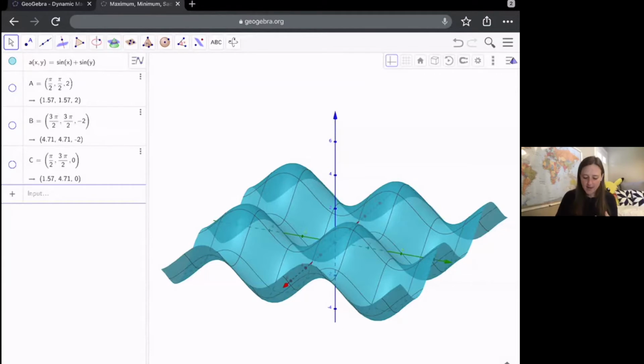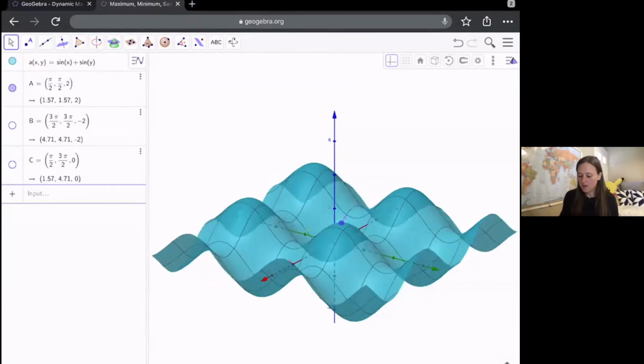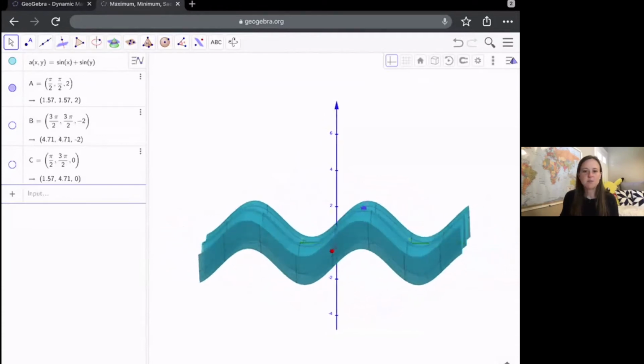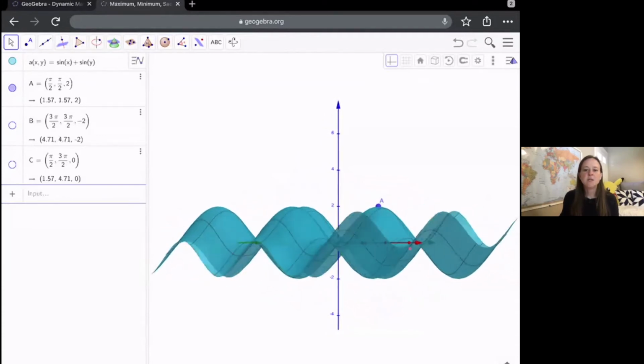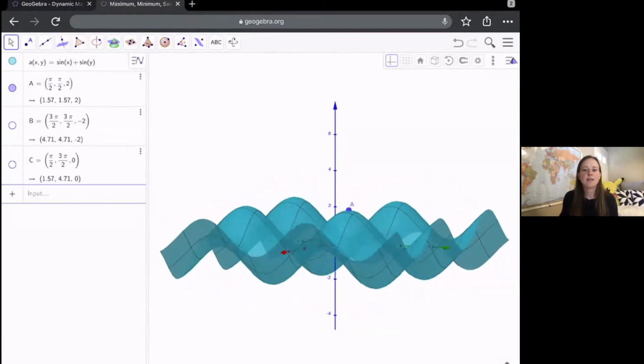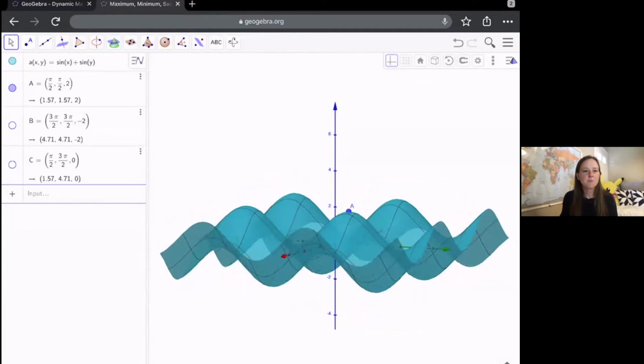All right, so I'm going to turn on point A. Point A is going to be what we would think of as a local maximum. No matter which way I look at this graph, that point A seems to be sitting on top of a little hill. So in its own neighborhood, it's the biggest z coordinate around. So that will be what we'll call a local maximum of a function in R3.